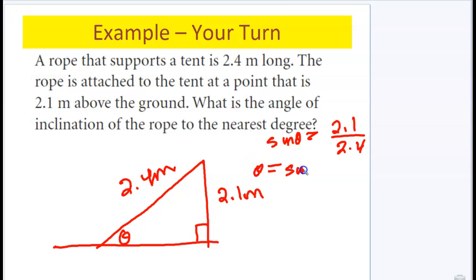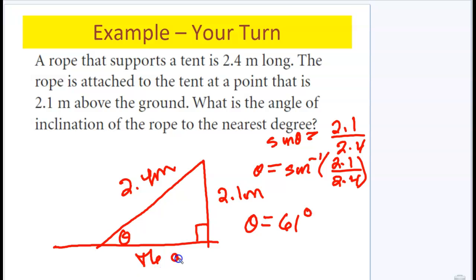Therefore, if I take the arc sine of both sides, I'm going to have arc sine of 2.1 divided by 2.4. And if I calculate that on my calculator, I end up getting approximately 61 degrees. So again, the angle of incline is 61 degrees.